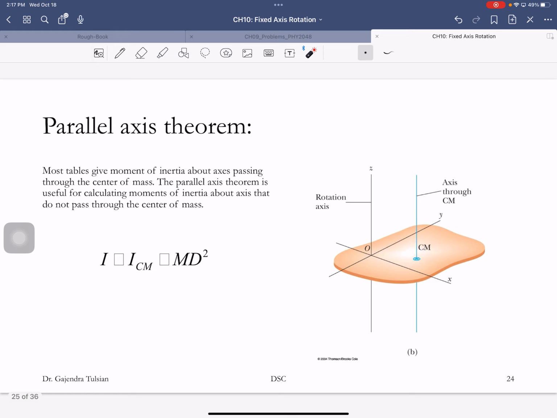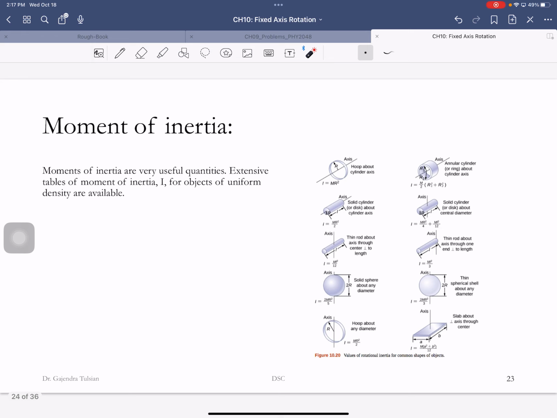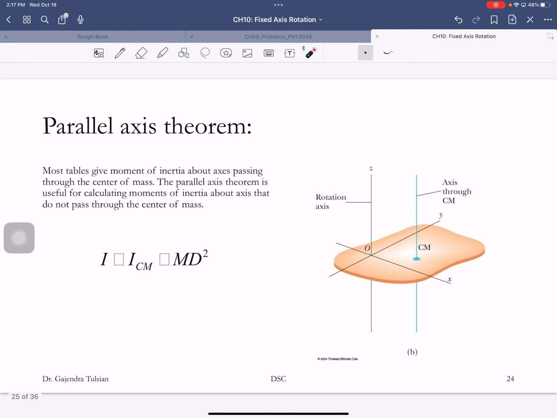Now, of course, in this table, generally they give you a moment of inertia about an axis that passes through the center of mass. What if you wanted to find the moment of inertia about this axis, for instance? In a table, all they'll give you is the moment of inertia about an axis that passes through the center of mass. And so then you use the parallel axis theorem.